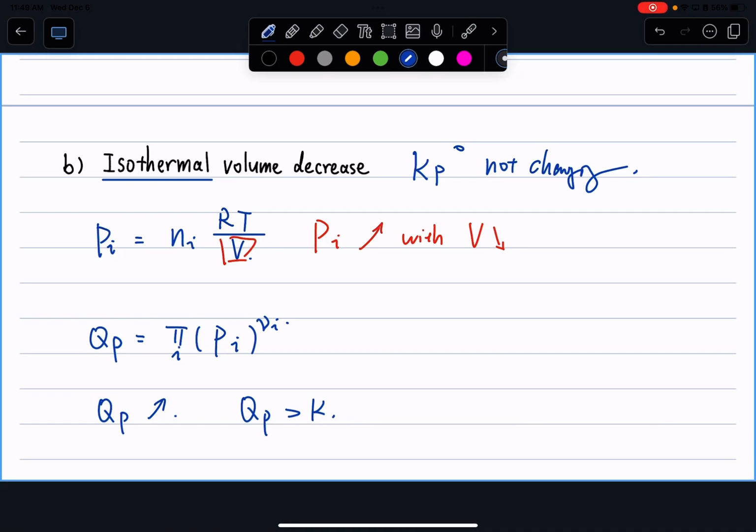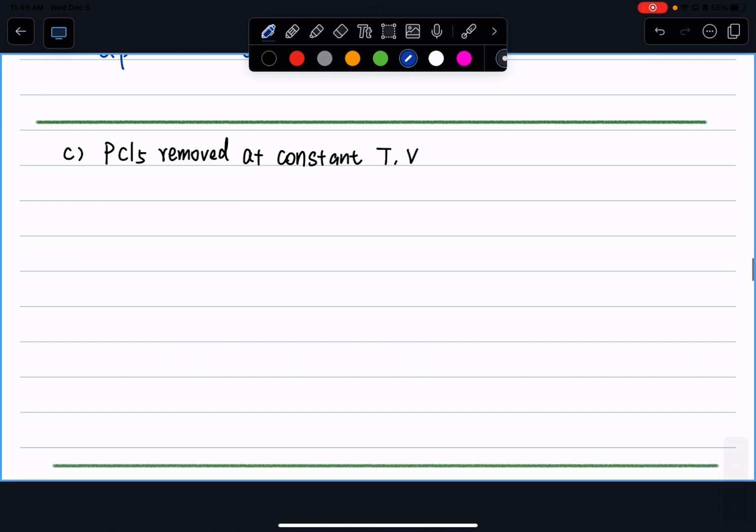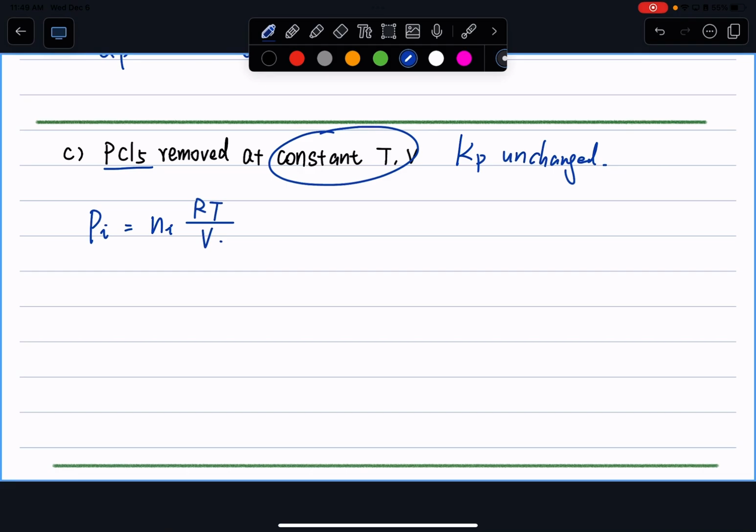These kinds of problems are more likely to be either a multiple choice problem or a short answer problem, like just a quick answer, where you quickly derive what you predict. And then you can have removal of your reactant. Again, constant T tells you my Kp is unchanged. My partial pressure equals, again, Ni RT over V. All the other species are not changing, so the partial pressures of your PCl3 and Cl2 are not changing. But the partial pressure of your PCl5 will decrease because we're removing PCl5 from your reaction mixture.